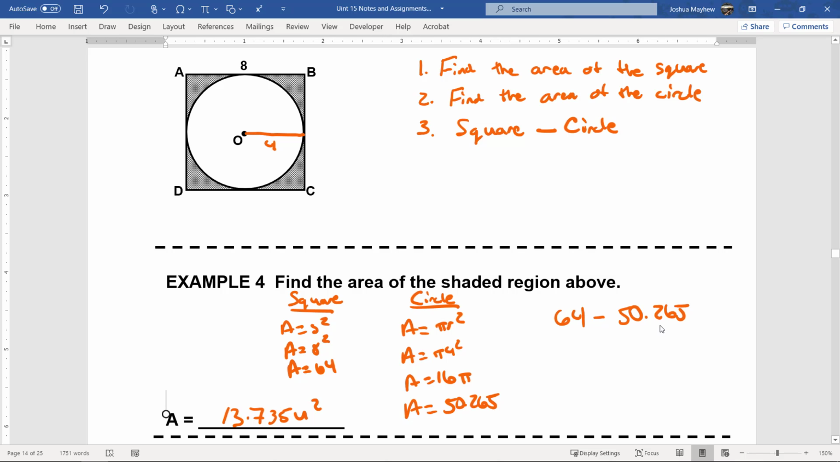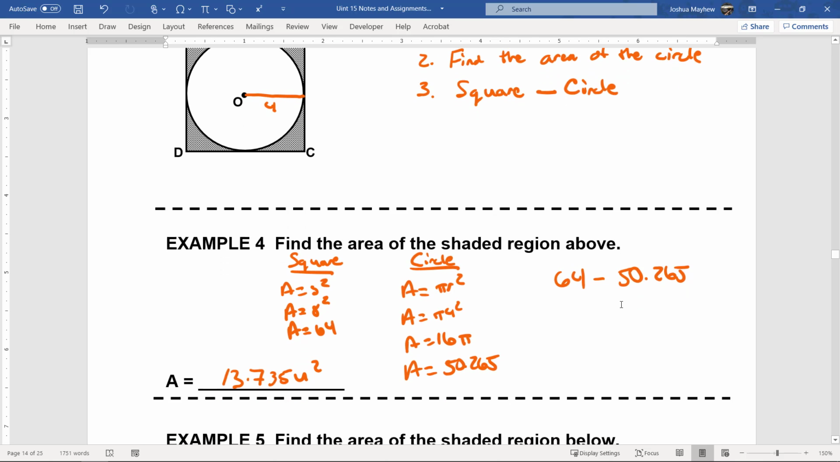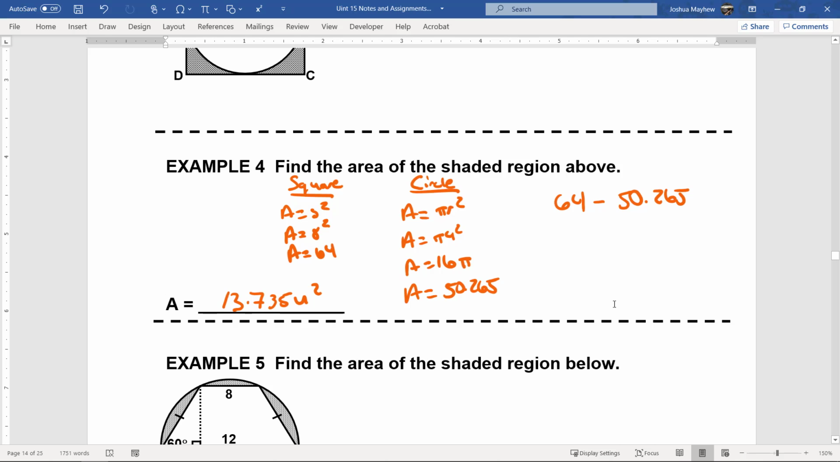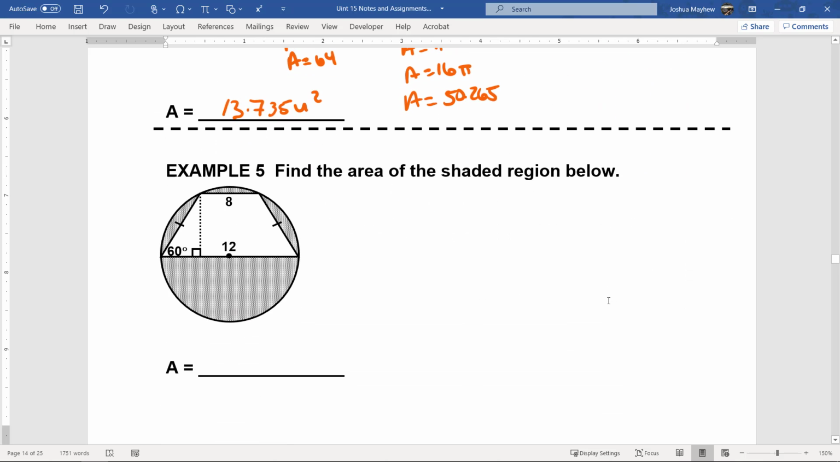So if your circle had an area larger than the square, then you would probably notice you had done something wrong, because you would definitely not get a negative answer for area. Okay. All right, let's look at number 5, last example.